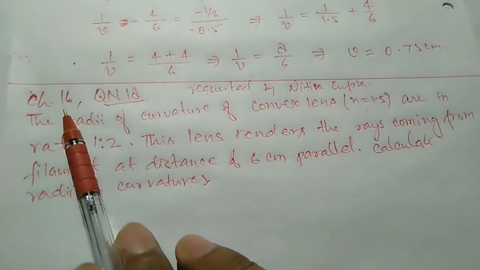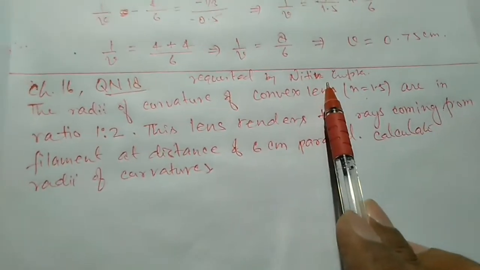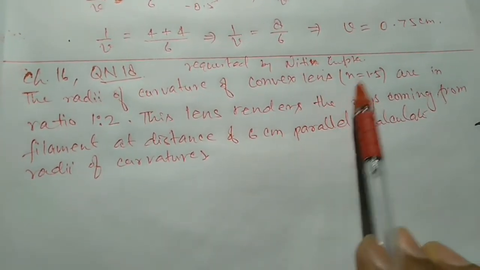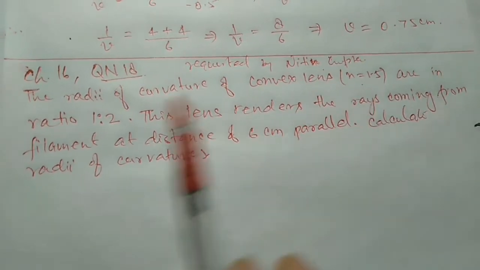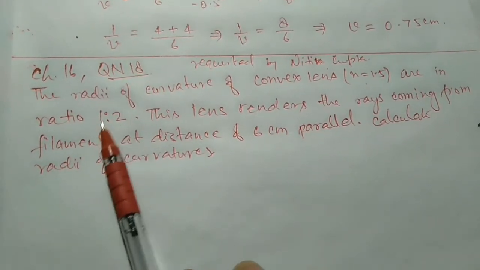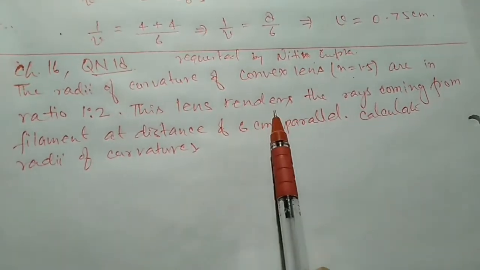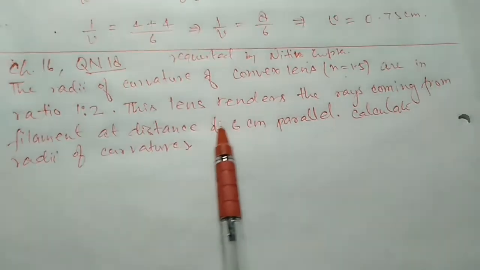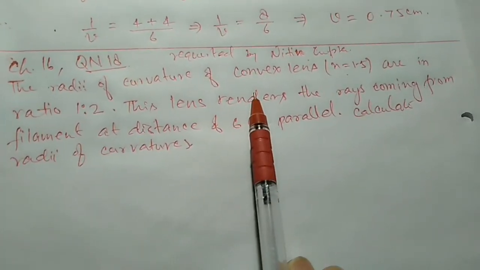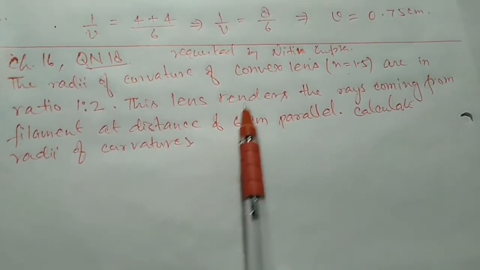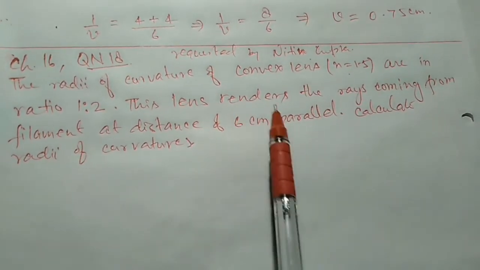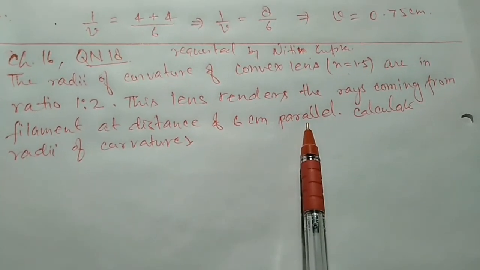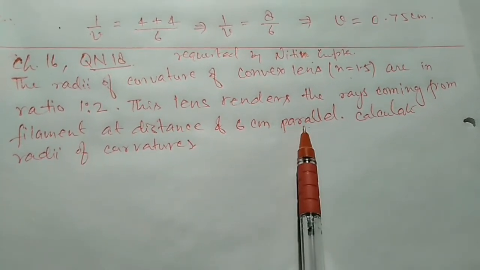See again, same chapter, question 18, requested by Nitin Gupta. The question is, the radii of curvature of a convex lens of refractive index 1.5 are given in the ratio 1:2. This lens renders, means forms, an image of a filament at a distance of 6 centimeter. Renders means focuses, or you can say forms image. So at 6 centimeter the image is formed, and the rays are coming from the filament parallel, means the object is at infinity.